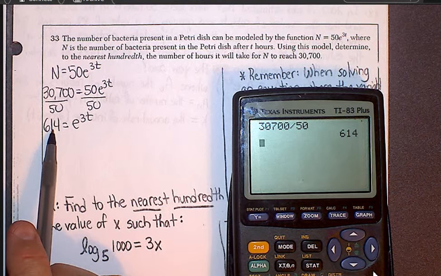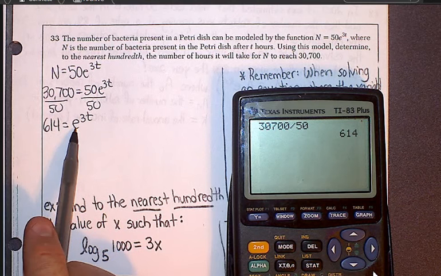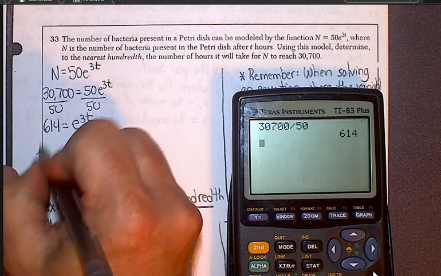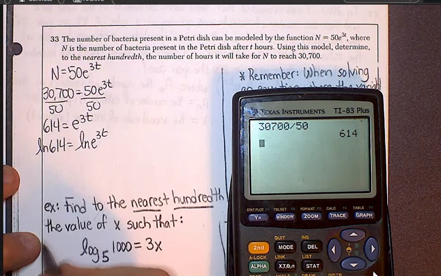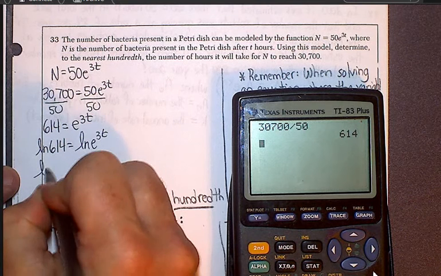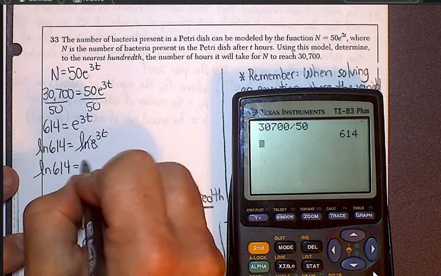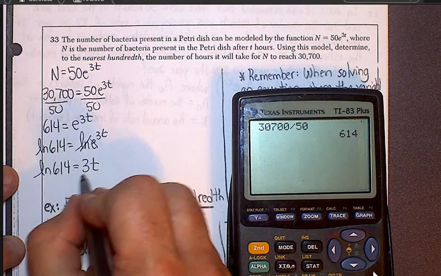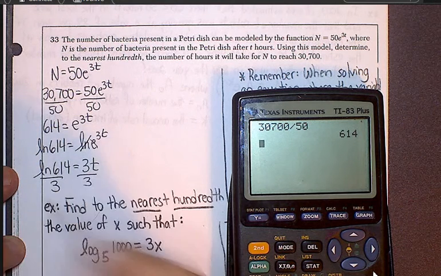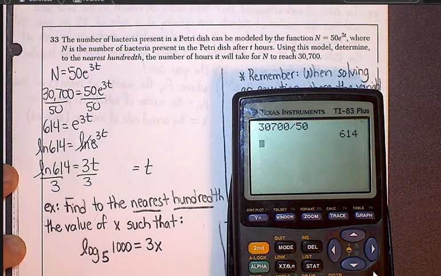So what I'm going to do is try to get to the 3t, and the way you get the 3t out of the exponent is you take the natural log, which is the inverse of e, of both sides. So I take the natural log of 614, and I take the natural log of e^(3t). On the left-hand side, we just get ln 614, and on the right-hand side, the natural log and e cancel, just leaving me with 3t. Then we're going to simply divide both sides by 3, and we're going to get t equals, and I hit natural log.